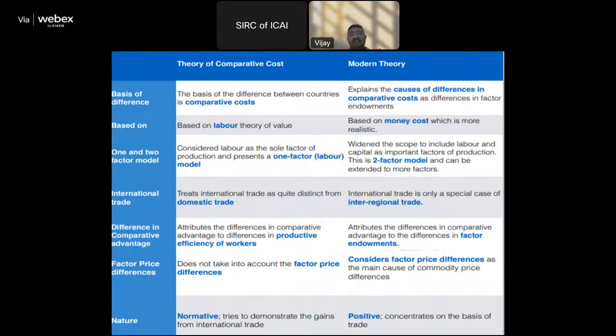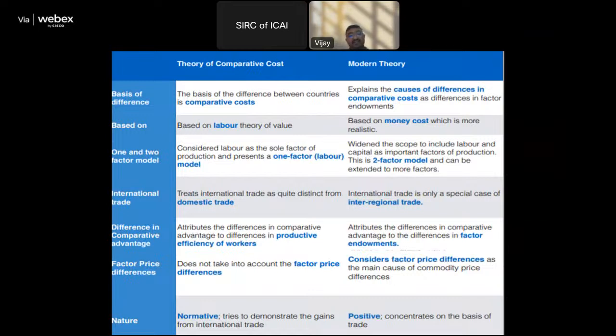So this theory of comparative advantage is given by David Ricardo. Then the modern theory of trade, which is given by the HO theory, where here we consider the comparative cost. Here the comparative cost is different on account of factor price, and labor has been considered in the case of the comparative cost theory. But here I will consider money cost into account.